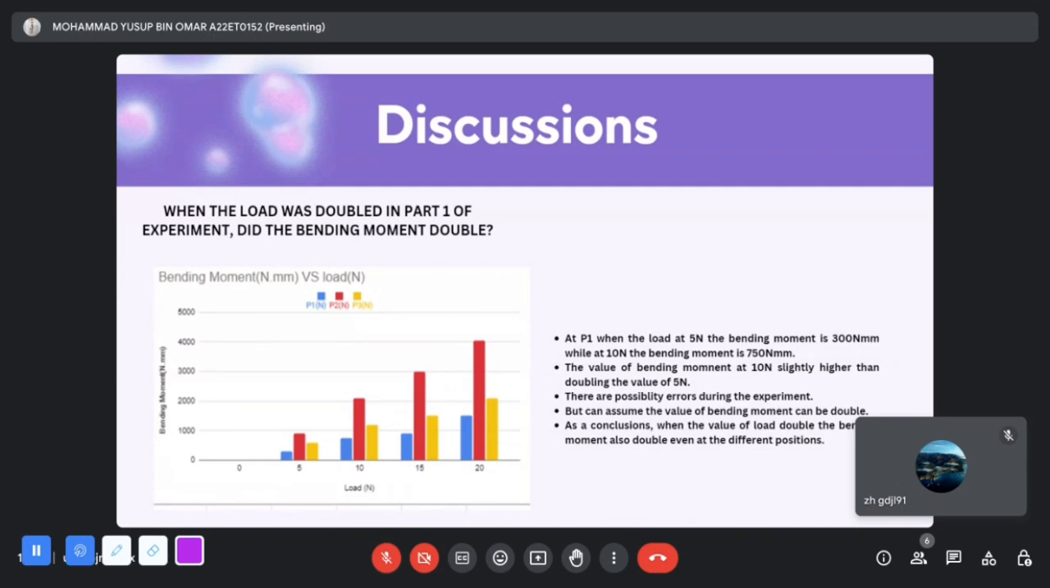As you can see on this graph, at the red bar, the value seems like it is doubling, and when you look at the blue bar, it also seems like the value is double.